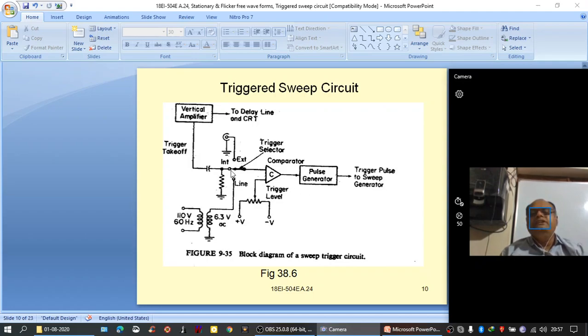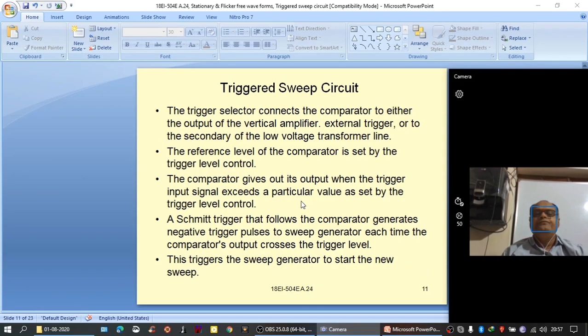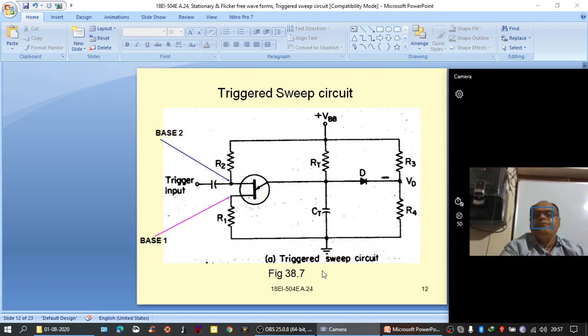That means for every time the vertical amplifier output exceeds the trigger level, this triggers the sweep generator to start the new sweep. How? That we will see here. Here is the trigger input. That is a negative going trigger.